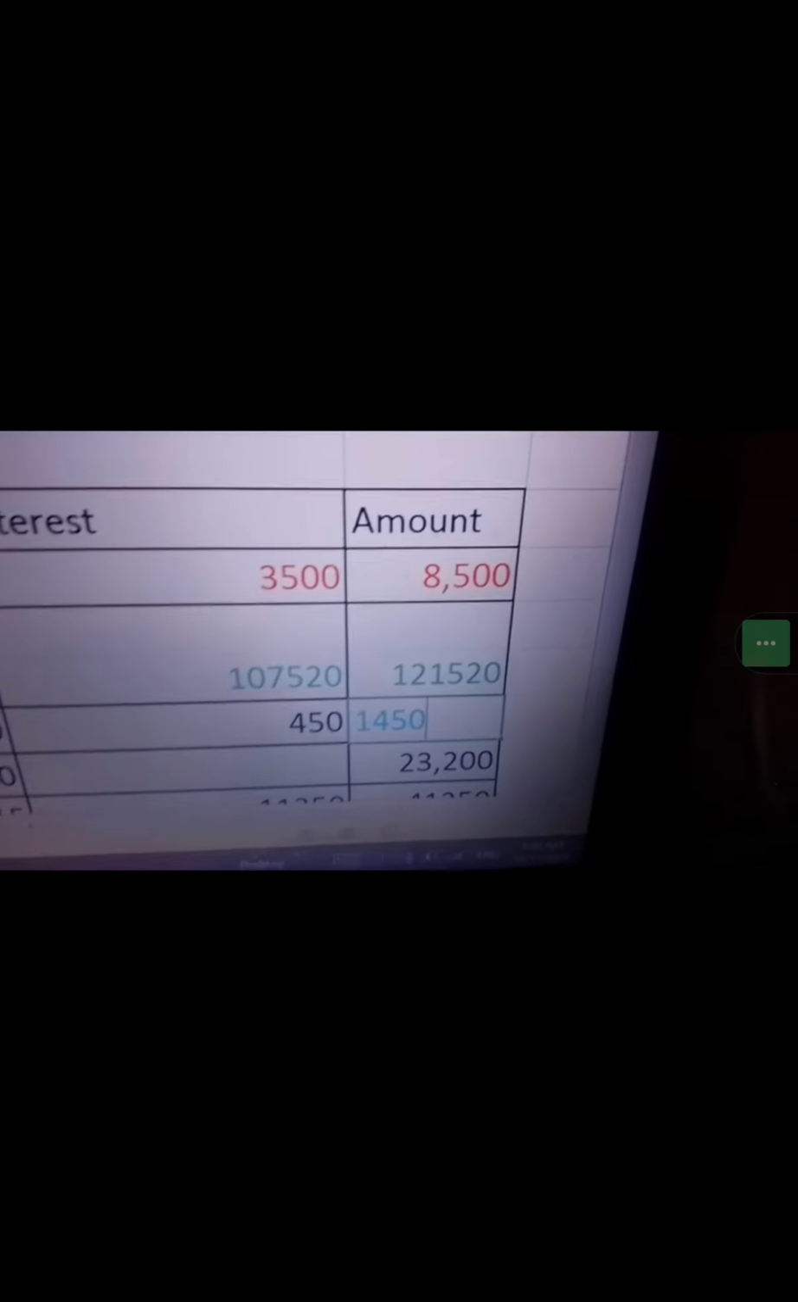Ano yun? Diba, remember the interest is 450. 450 divided by whatever you multiplied. What did we multiply? 0.05 times 9. Or which we call 0.45. What did we get? We got 1,000 pesos.